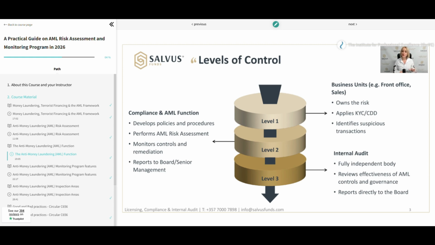From here, we move into the responsibilities of the AML, compliance, and risk management functions as the second level of control.